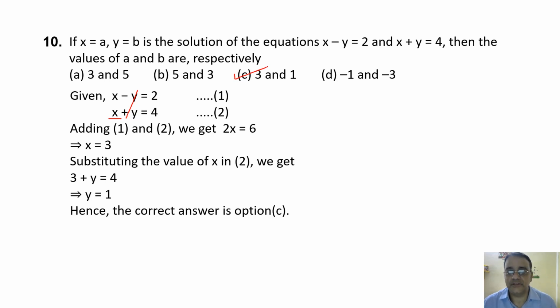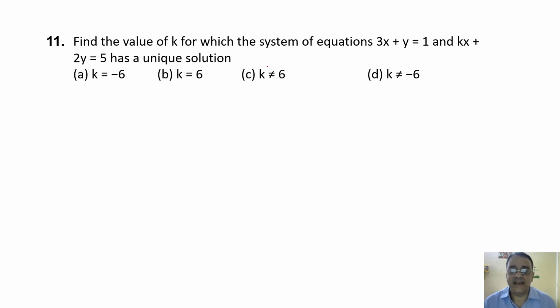Now we are moving toward question number 11. Find the value of k for which the system of equations 3x plus y is equal to 1 and kx plus 2y is equal to 5 has a unique solution.